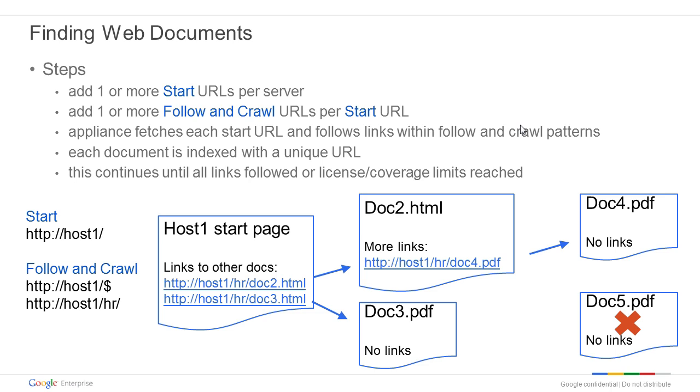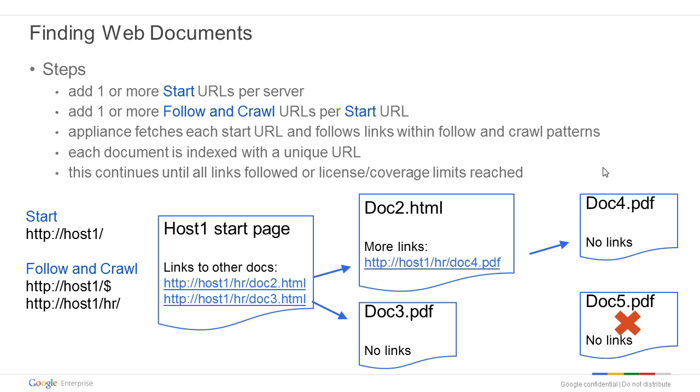To prevent the GSA from crawling links to other sites, you'll give the GSA one or more follow and crawl patterns. Every URL the GSA discovers will be matched against the list of follow and crawl patterns. If it doesn't match any, the GSA will not visit that URL. The GSA will find any documents available through links. It will not find documents that are not linked targets. It also won't submit HTML forms or execute JavaScript to find documents.